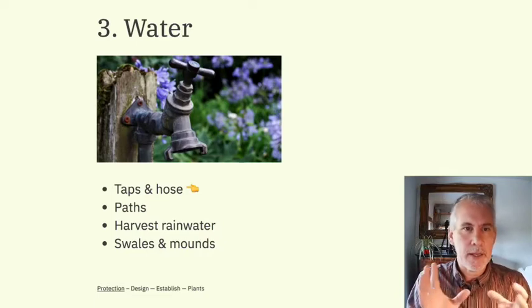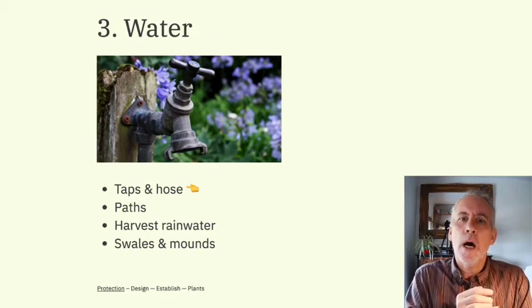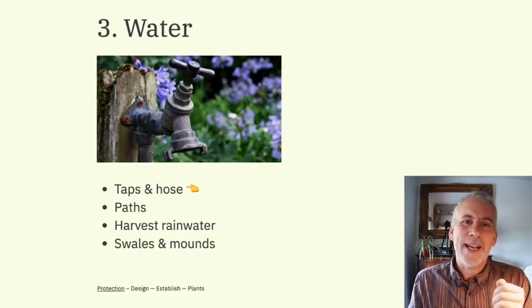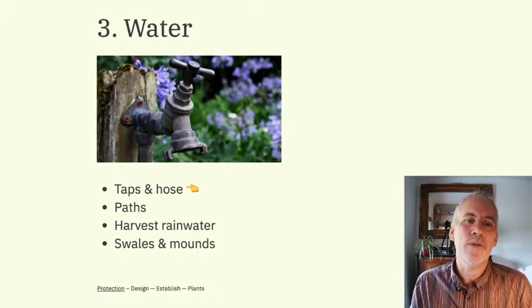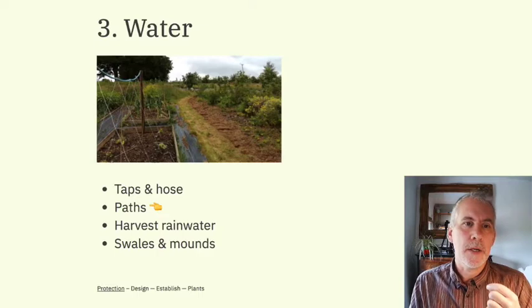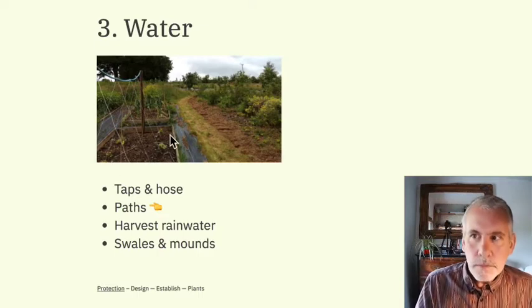There's some plants which are kind of borderline. And get a decent hose. If you can afford a decent hose, get one, because there's nothing worse than a crap hose that keeps kinking. And then paths, and this is kind of essential for access.